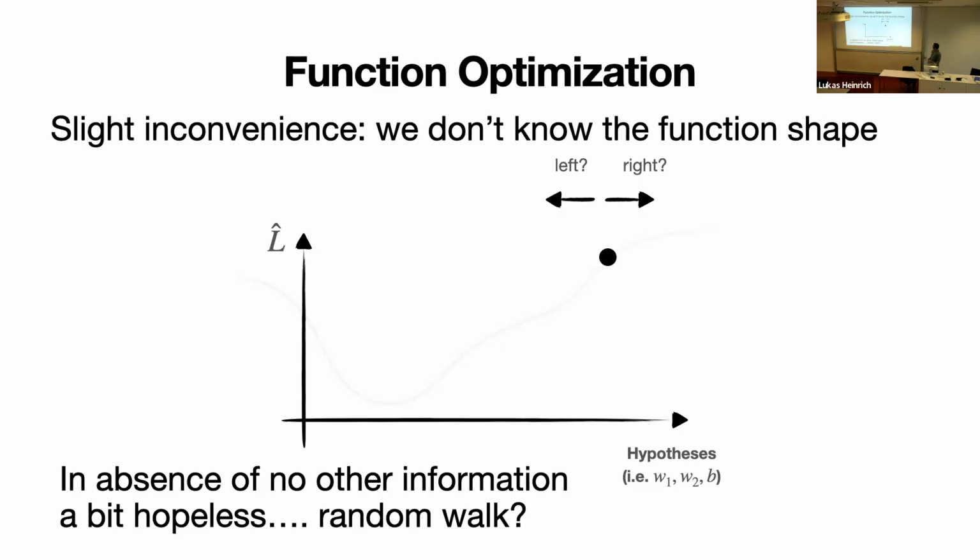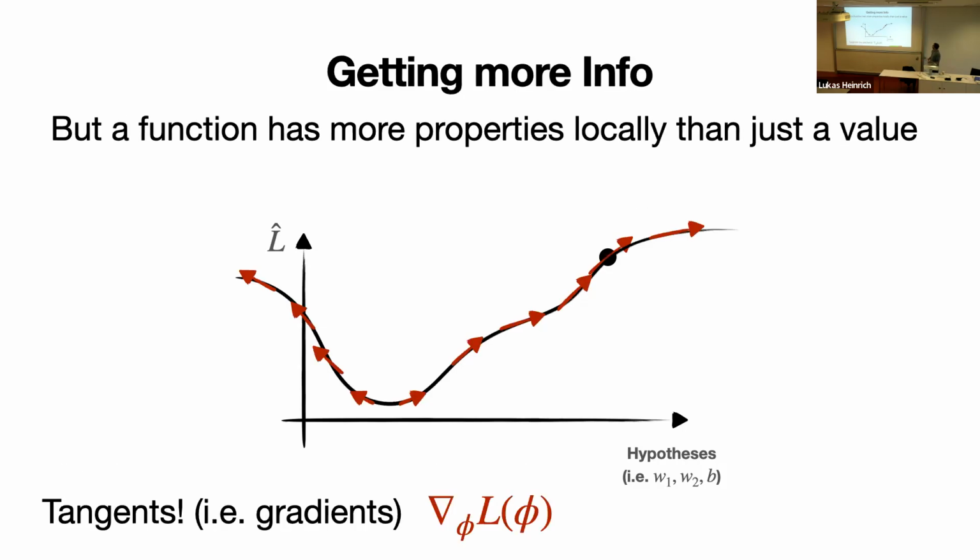And so you might already know where this is going. A function has much more information locally than just the function value. In particular, a very good piece of information is the tangent. Locally, if you're on a mountain, you will know in which direction it goes upwards and which direction it goes downwards. You don't need a map of the entire national park. You can just look at your feet and you'll know which direction is downhill and which direction is uphill.